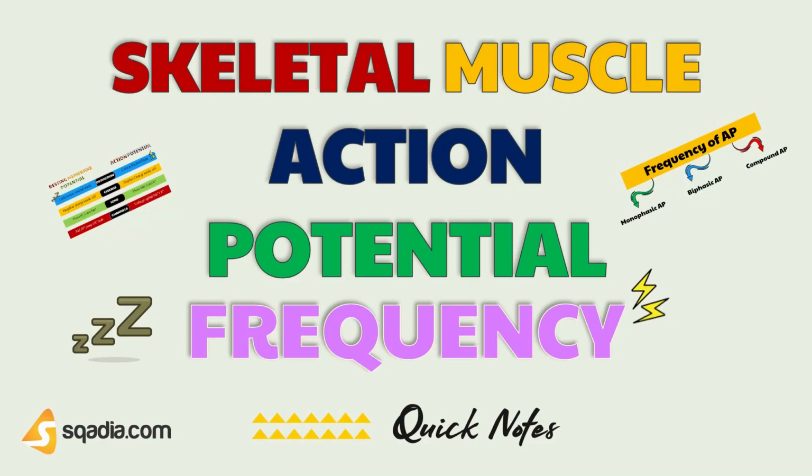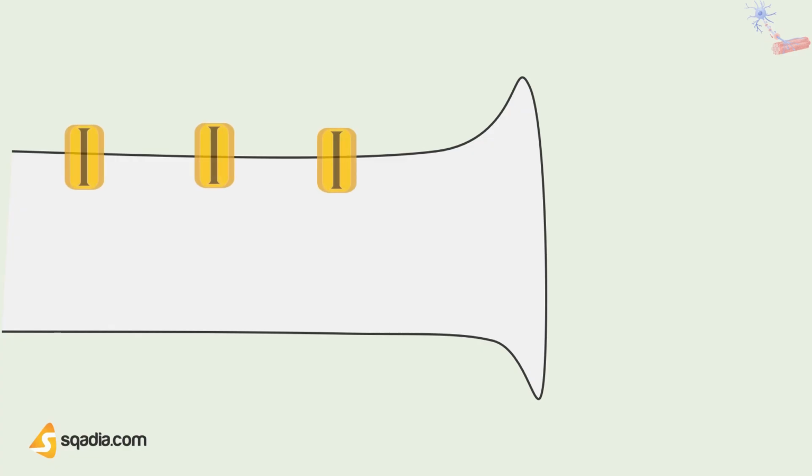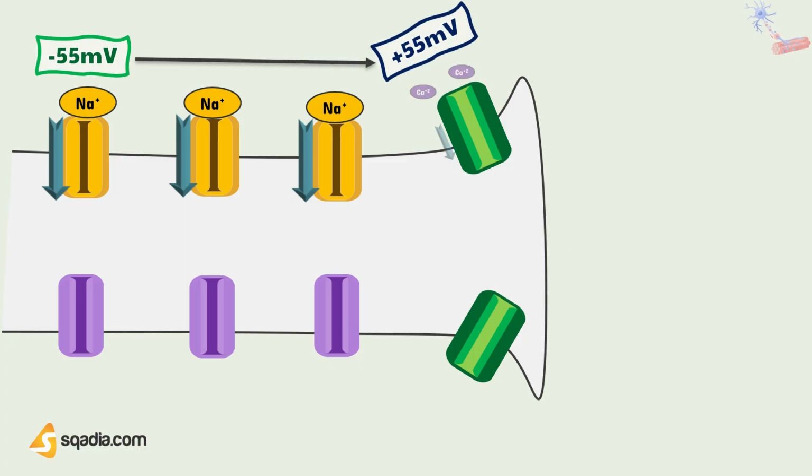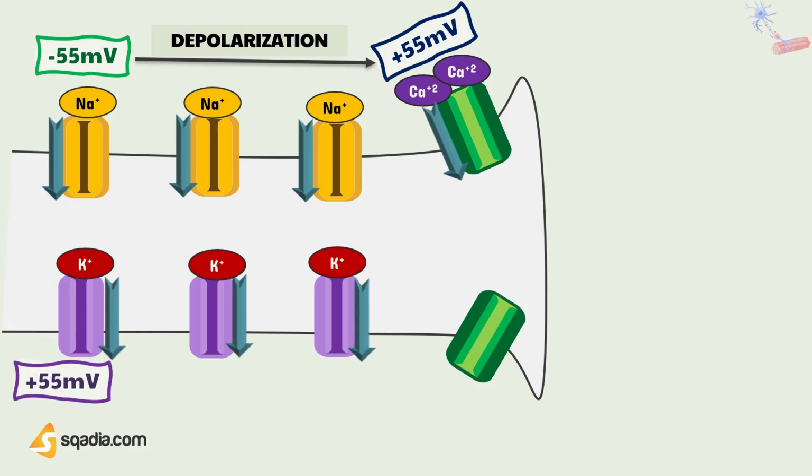Alright, so let us revise what we have learned in the action potential, and then we will move towards the frequency of action potential. At minus 55 millivolts, there is a depolarization occurring, and it occurs until positive 55 millivolts. And after positive 55 millivolts, which is an overshoot potential, the repolarization occurs and the cell goes back to the state of rest, which is minus 90 millivolts.